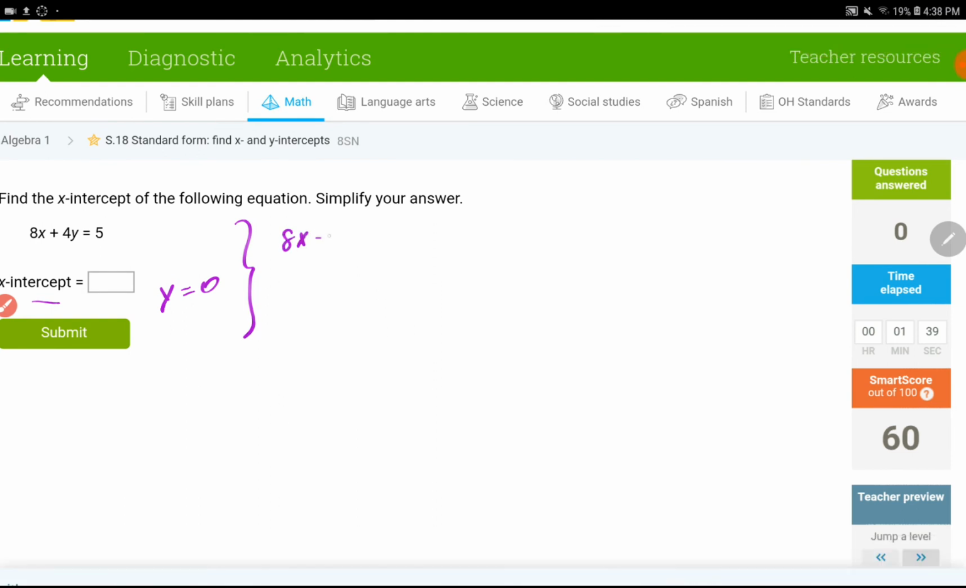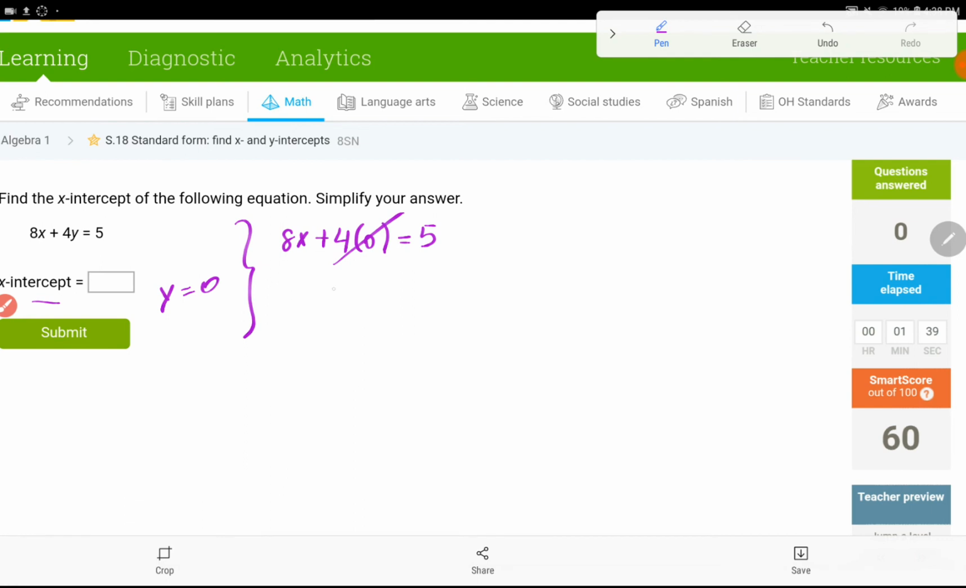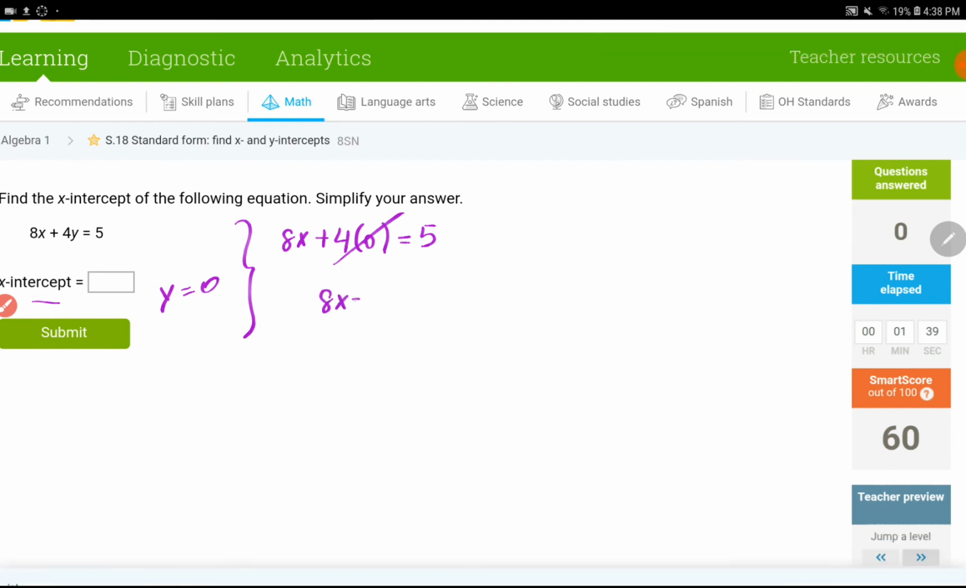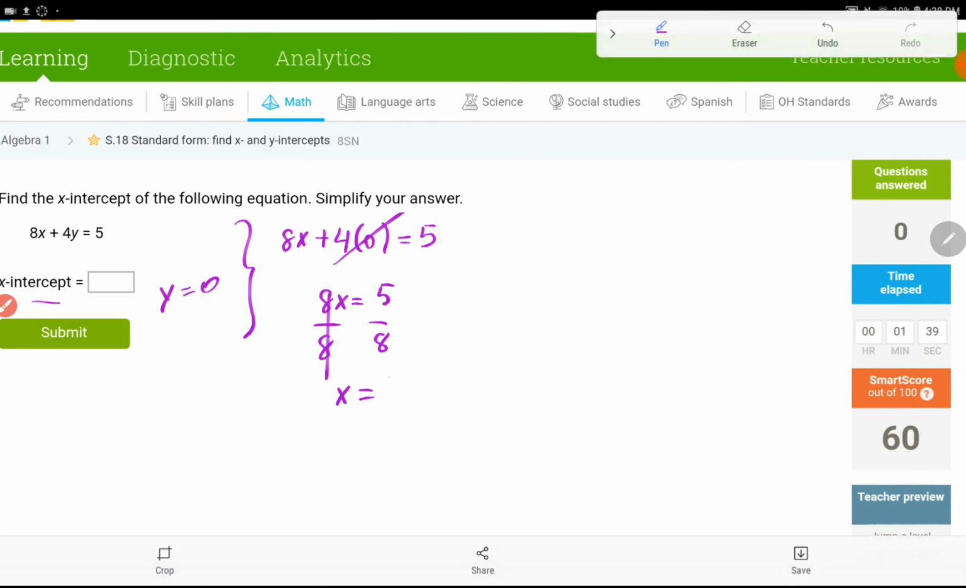8x plus 4 times 0 equals 5. This is gone. 4 times 0 is 0, so you can basically ignore it. And then 8x equals 5. Get the x by itself by dividing each side by 8. So x would be equal to 5 over 8 as a fraction.